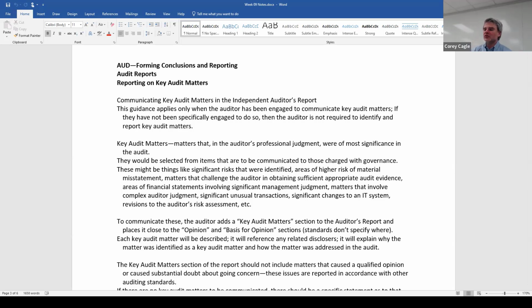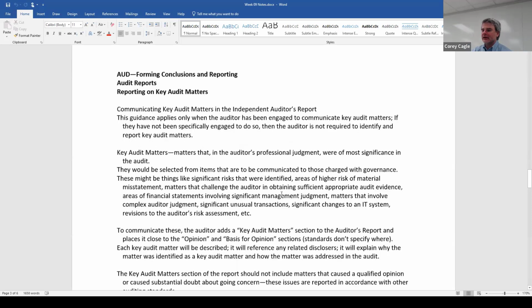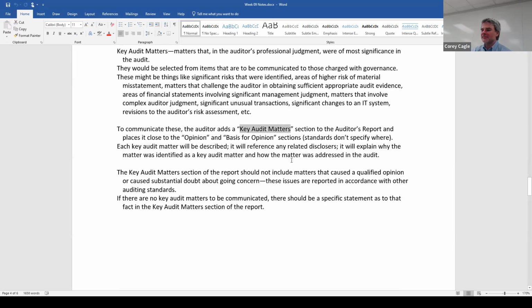So if the auditor's doing this, they would just add a little key audit matters section to the report. There's no specification where you stick it, but usually it'd probably be after the basis for opinion section. And then the report will just describe each key audit matter, reference any related disclosures, and explain why it was a key audit matter.